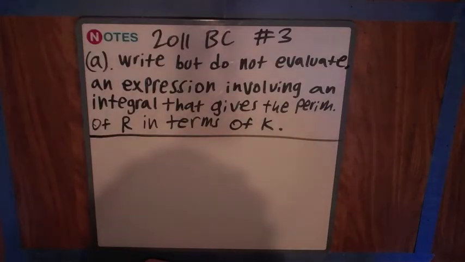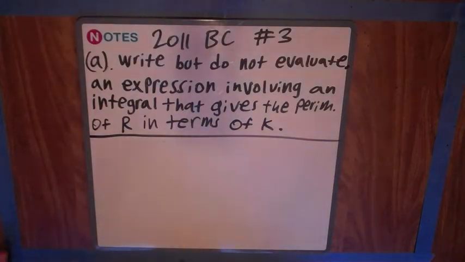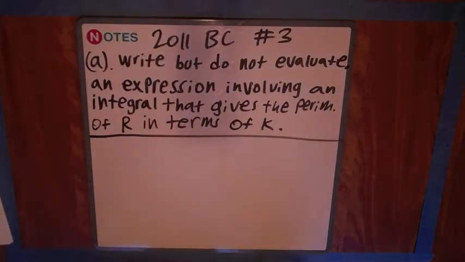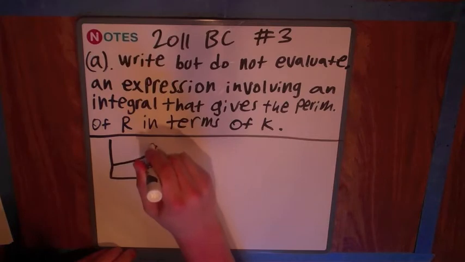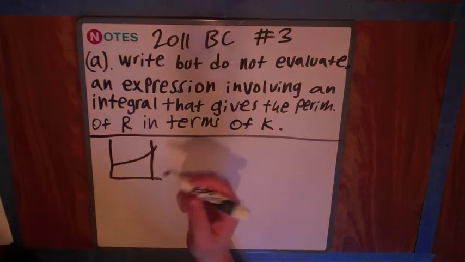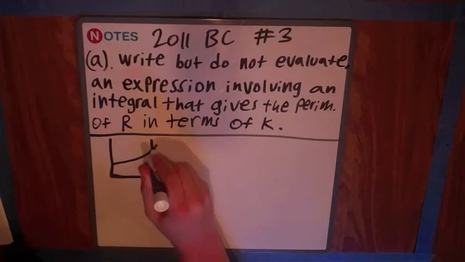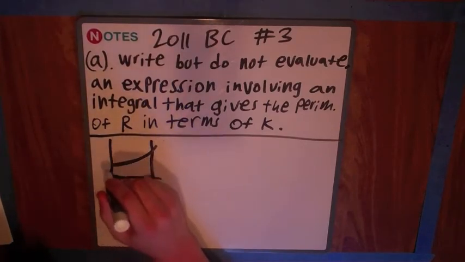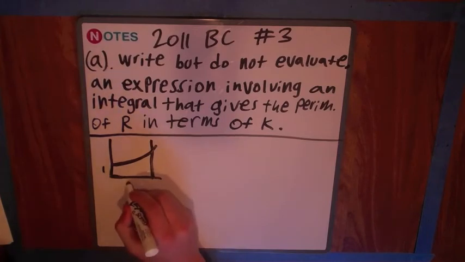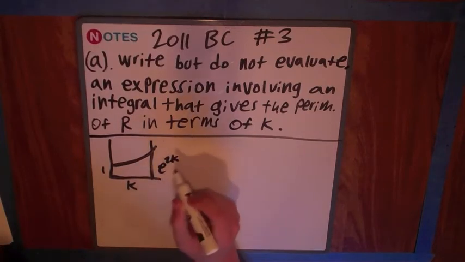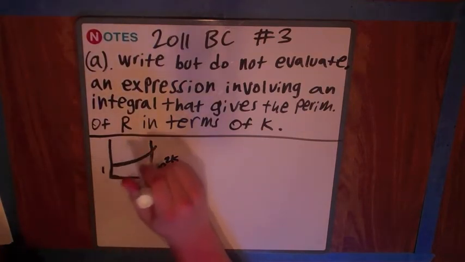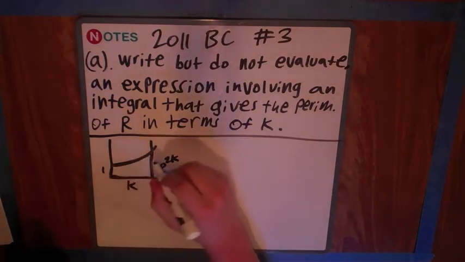Part A. Write, but do not evaluate, an expression involving an integral that gives the perimeter of R in terms of k. So, for this, when we look at our given graph, what you're looking for is the perimeter, right here. So we know this to be 1, this to be k, and this to be e to the 2k. However, we do not know the arc length of this arc.